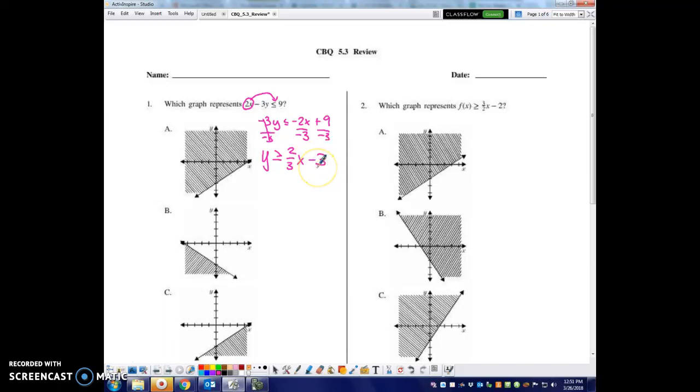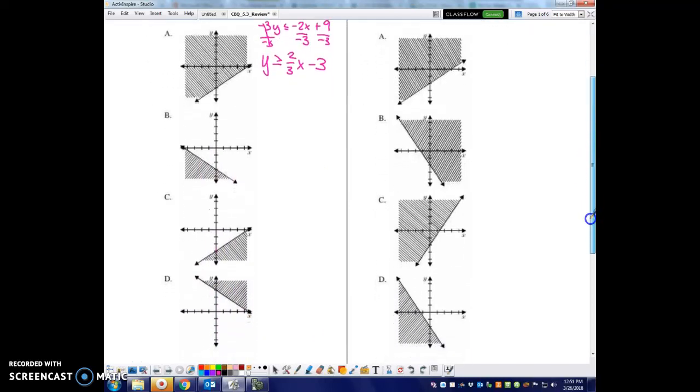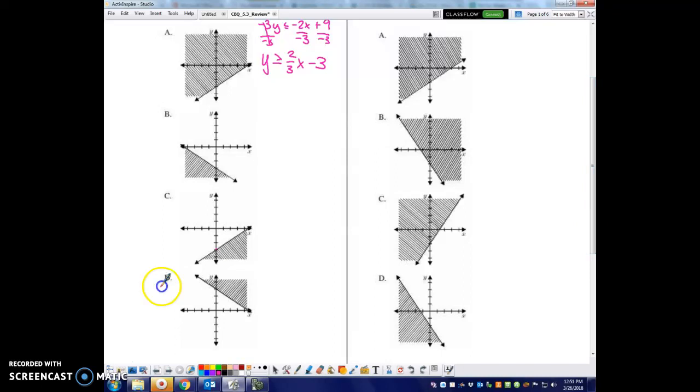So let's find that y-intercept of negative 3. It's here, it's here, it's here. And it's not here, so D is gone. Okay, now let's look at the slope. It's a positive 2 over 3, so it should go up. That one's going up, that one's not, and that one's going up.